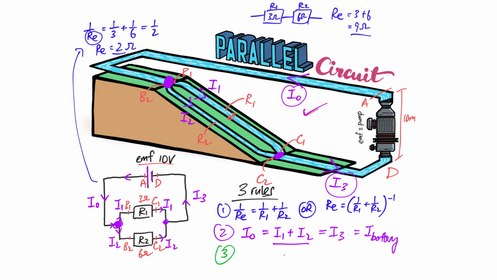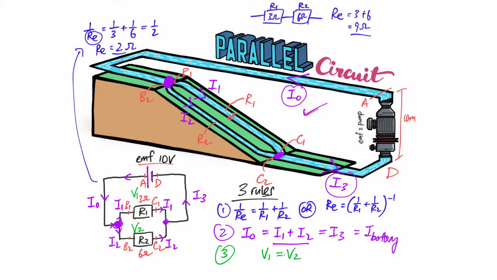Lastly, on the potential difference. Maybe for this case, let's state the rule first. As long as they are in parallel, the potential difference must be the same. That means to say, let's assume here is V1 and here is V2. Because they are parallel branches, the potential difference must be the same. So V1 must be equal to V2.